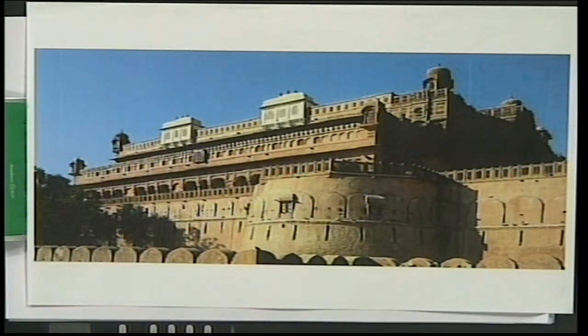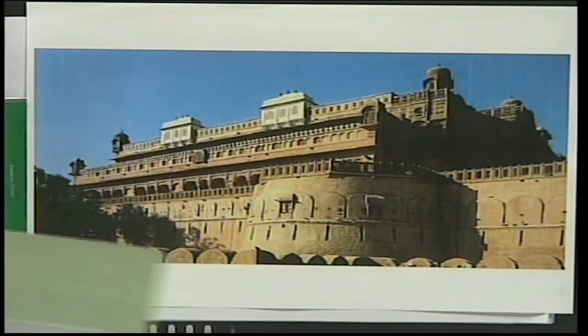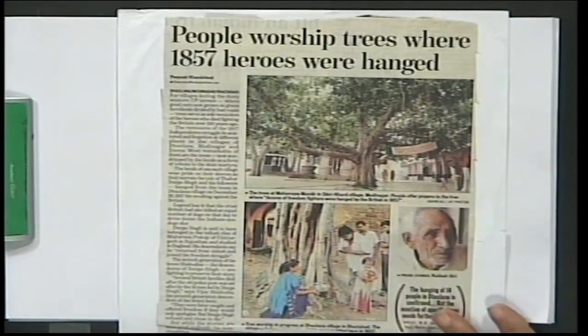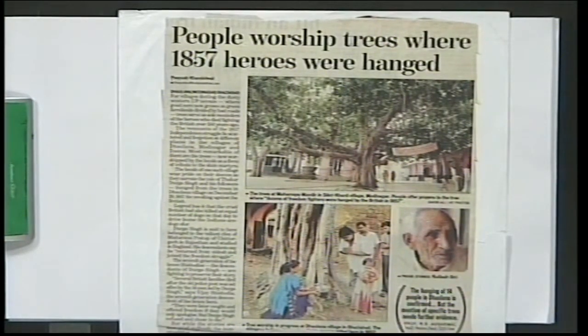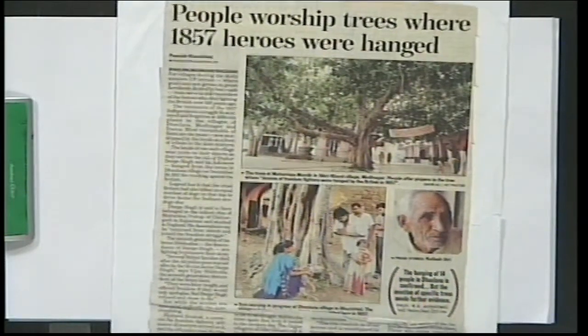This is a fourth picture that I am showing you just as an example. You can add on to what you are saying, what you are telling. Then the one newspaper clipping that I wanted to share with you, I have just culled it out because it talks about people's perception, and I have taken it from a paper. People worship trees where 1857 heroes were hanged. So with newspapers, you can make a collage and you can ask children to do project work on it. At the same time, you must tell them that they give a partial notion of what you are engaging with them.